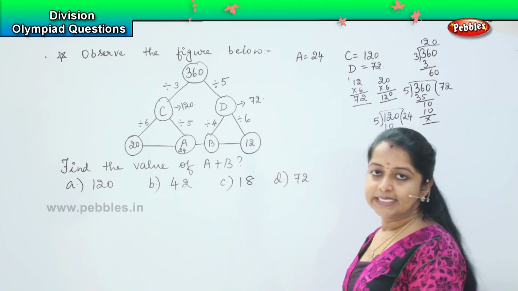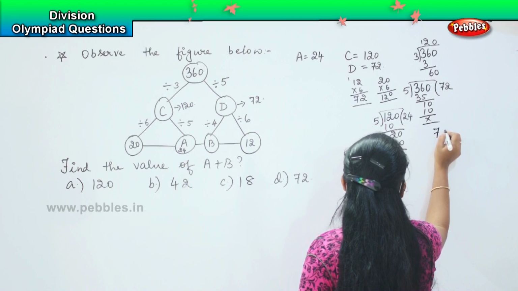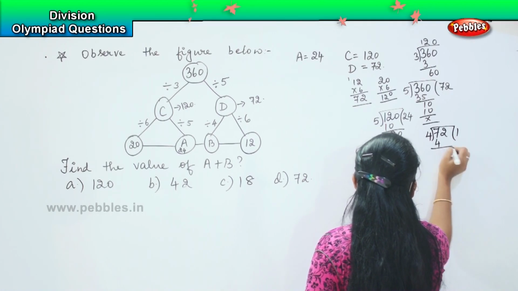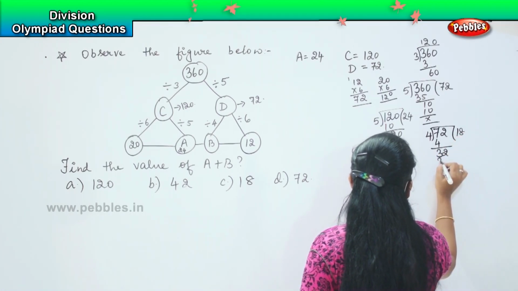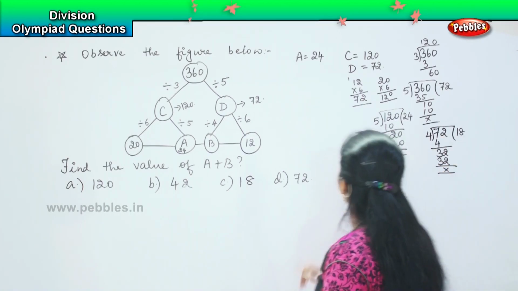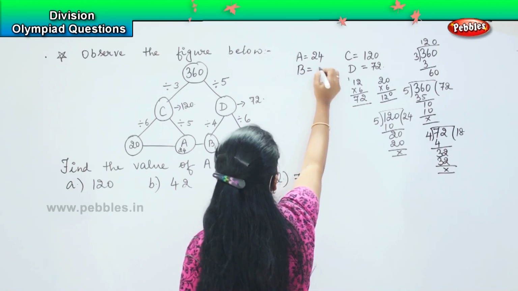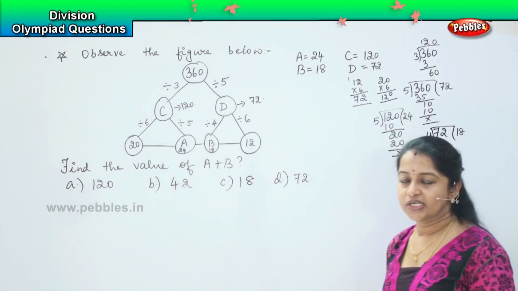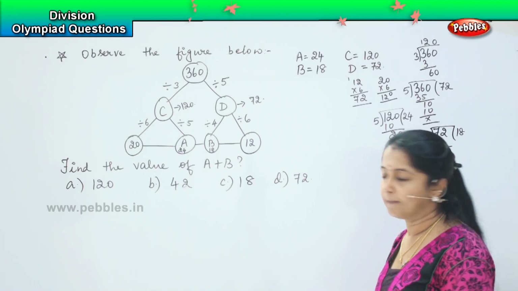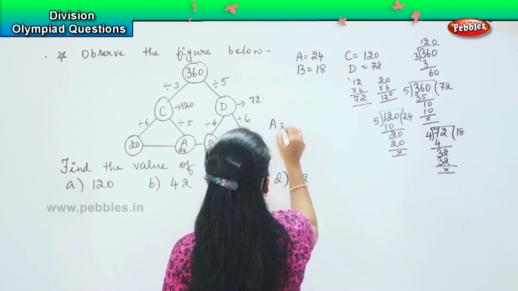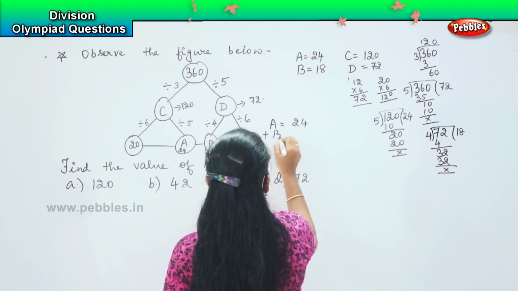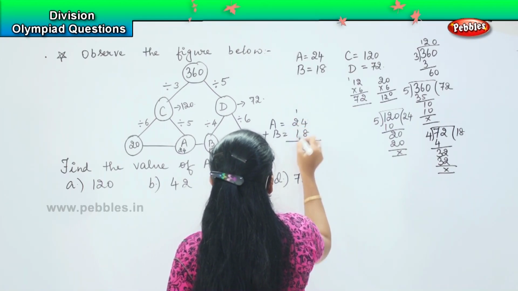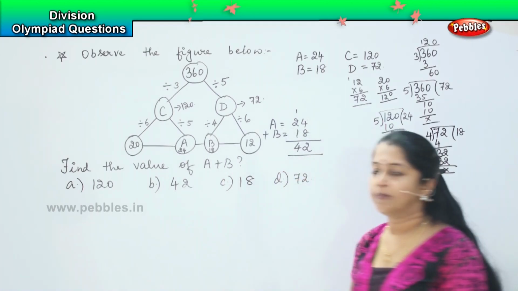Okay. Now, again D divided by 4 is B. So, the value of D is 72 here. So, again 72 divided by 4. So, 4 ones are 4 and 4 eights are 32. So, which means the value of B is 18. Value of B is 18. Now, the question is asking us to find the value of A plus B. We know the value of A is 24 and the value of B is 18. So if we add 4 plus 8, 12, 1 plus 2, 3, 3 plus 1, 4. So the value of A plus B is 42.